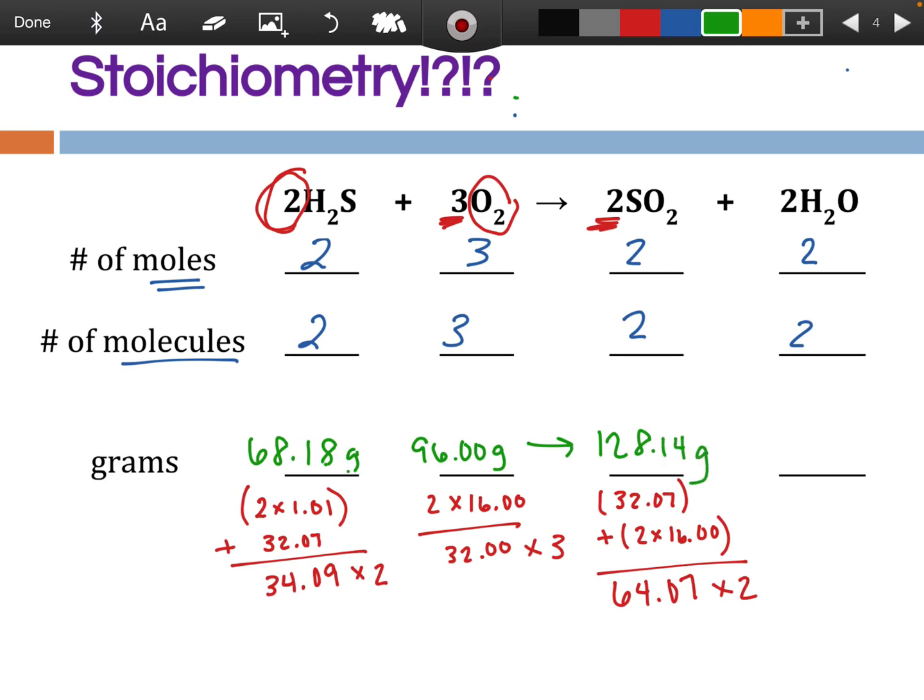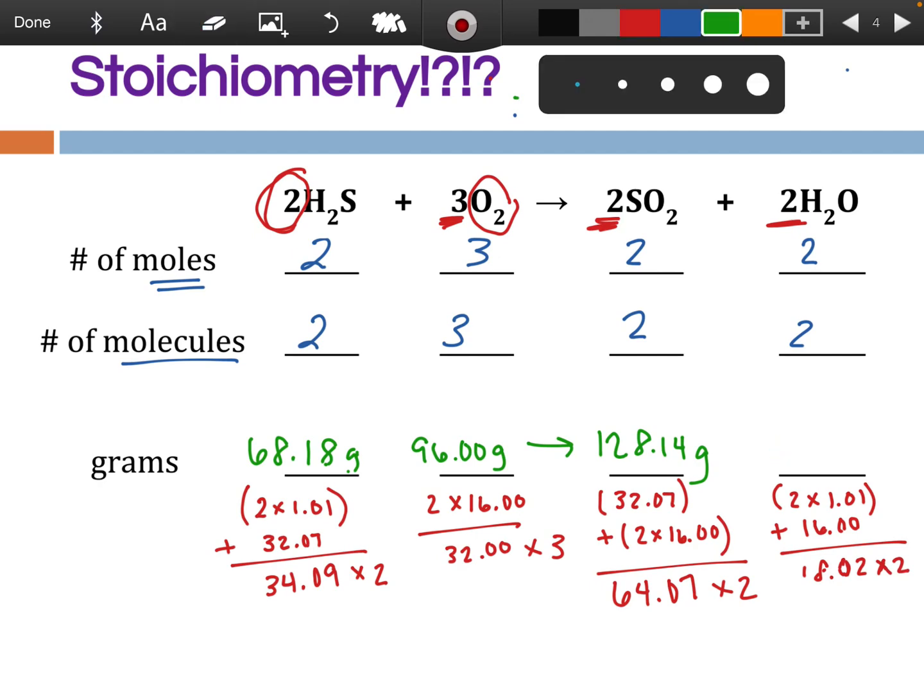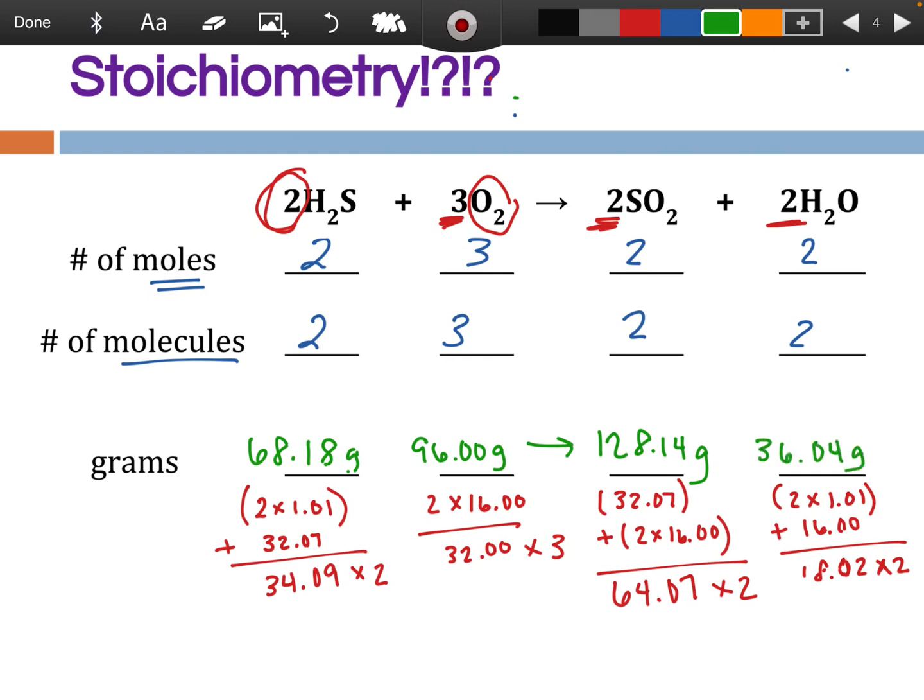All right, and finally, H2O, we would have 2 times the mass of hydrogen plus the mass of oxygen. So 1 mole of water is 18.02 grams per mole. The balanced equation tells us we have 2 moles, so we would have to take this number times 2. So then our total would be 36.04 grams, which would be equal to 2 moles of H2O.